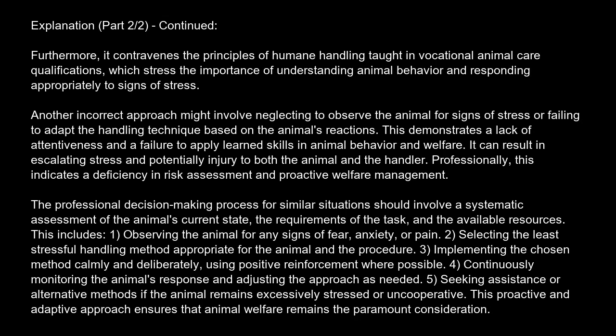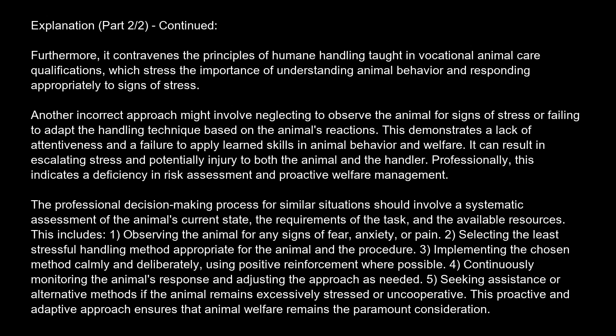Furthermore, it contravenes the principles of humane handling taught in vocational animal care qualifications, which stress the importance of understanding animal behavior and responding appropriately to signs of stress. Another incorrect approach might involve neglecting to observe the animal for signs of stress or failing to adapt the handling technique based on the animal's reactions. This demonstrates a lack of attentiveness and a failure to apply learned skills in animal behavior and welfare.